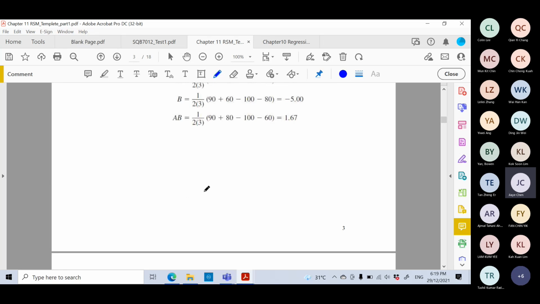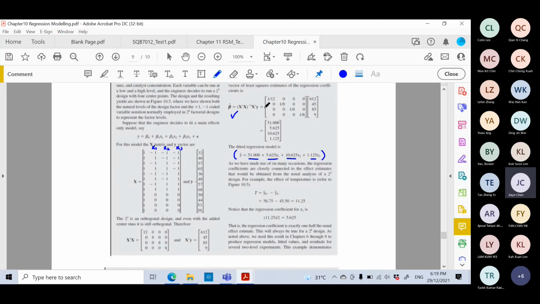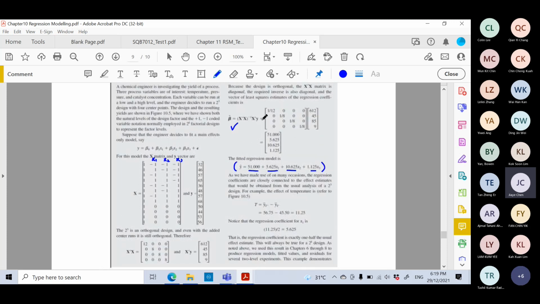Under the regression model, what we need to do is formulate it using the following: X prime X inverse X prime Y. We can write down the X matrix, the Y matrix, and then X prime X and X prime Y. Then we can use X prime X inverse X prime Y to obtain beta hat for this particular model.